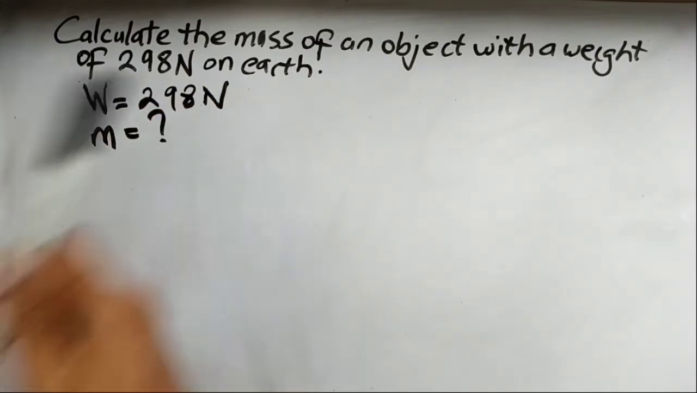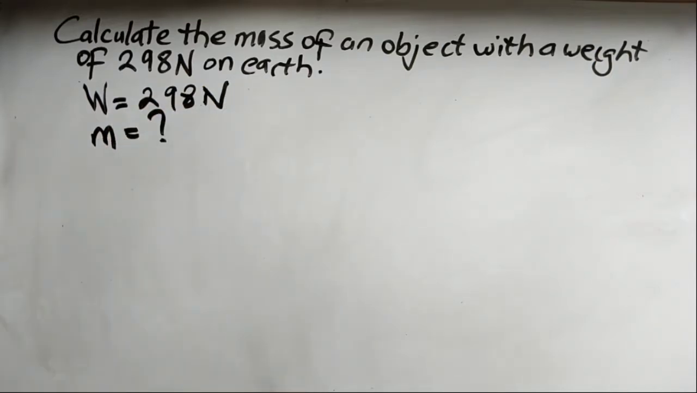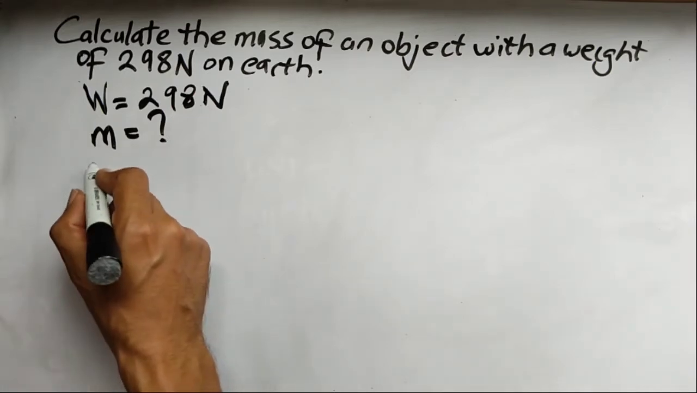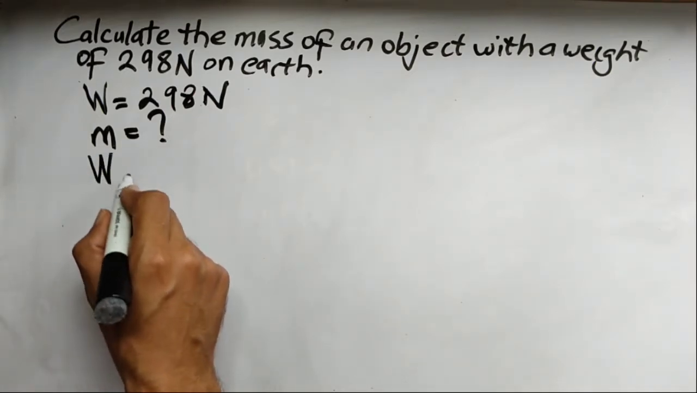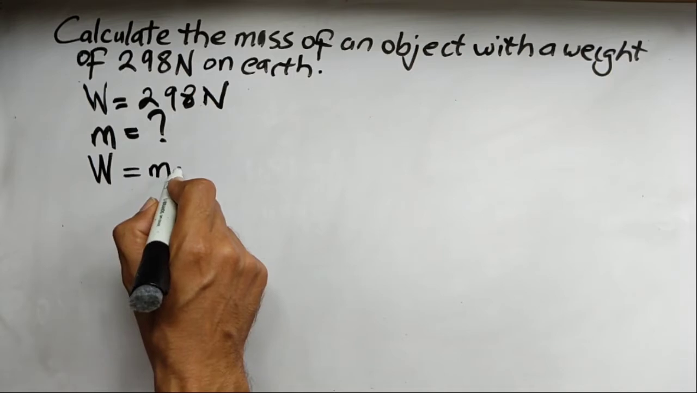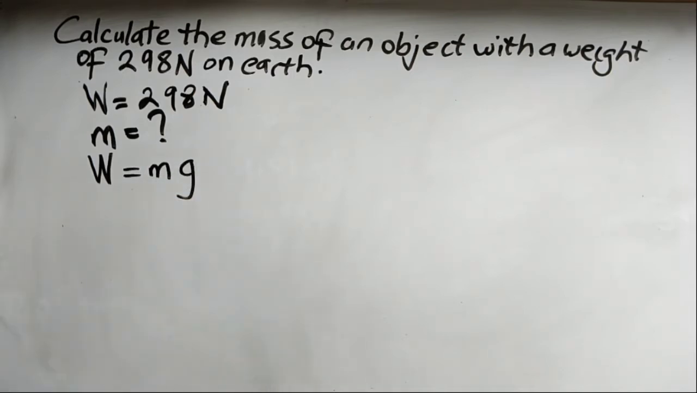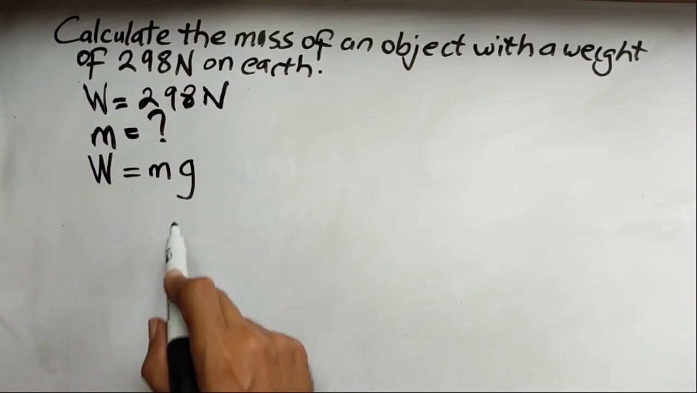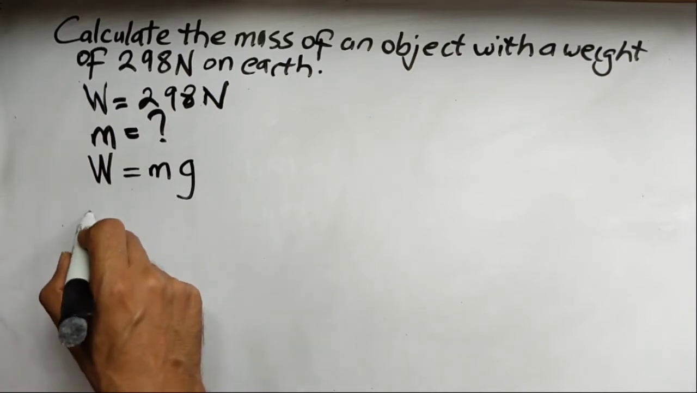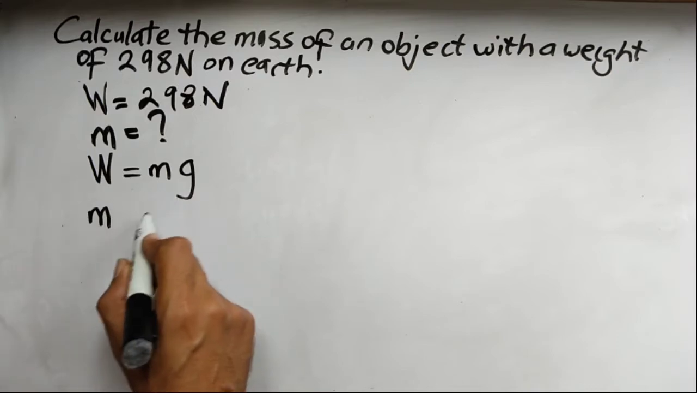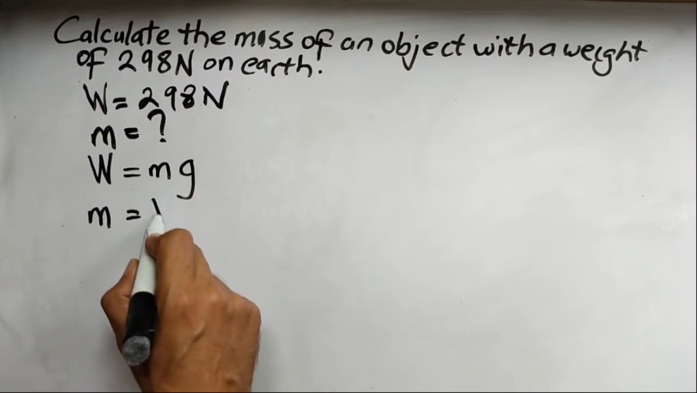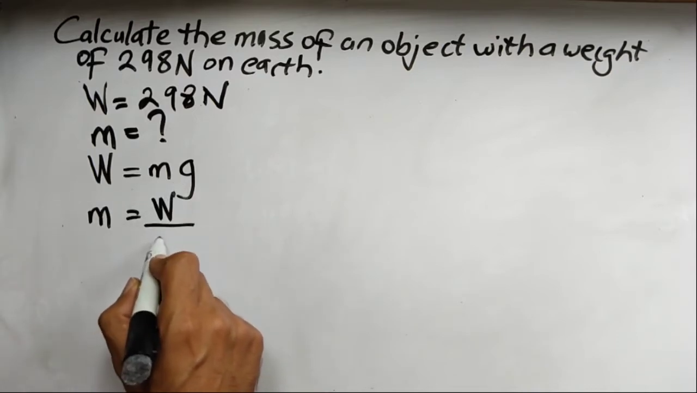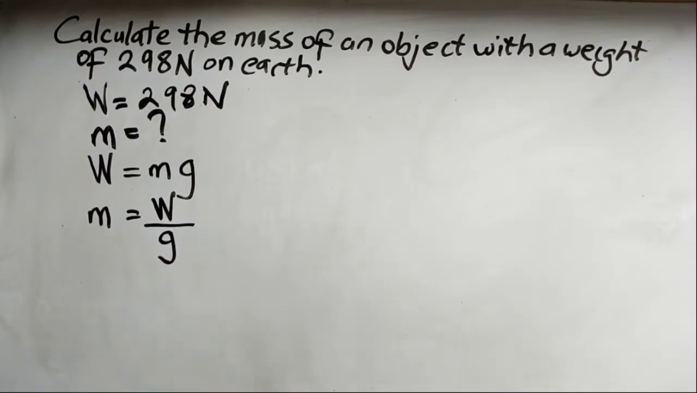Now we know that since it's on Earth, we'll be using the acceleration due to gravity of 9.81 meters per second squared. So we know that the relationship between weight and mass is given by this equation. Weight is equal to mass times gravity. So if we are to calculate the mass, we will have to transpose this equation for mass. So in transposing the equation for mass, we will get weight divided by gravitational acceleration.